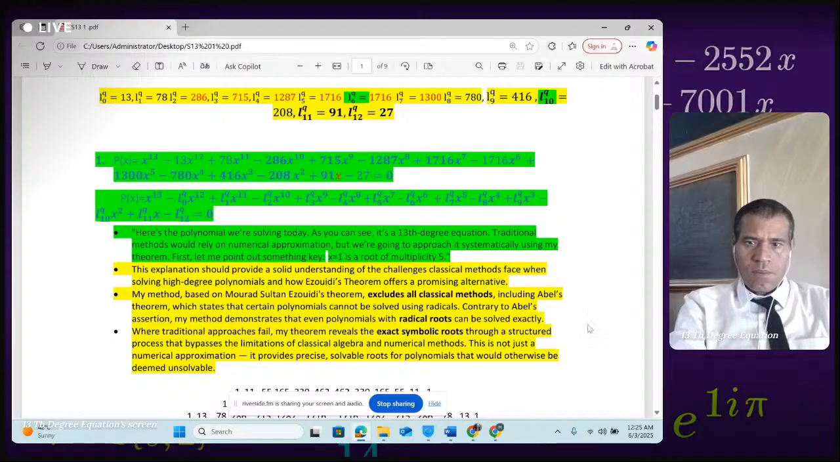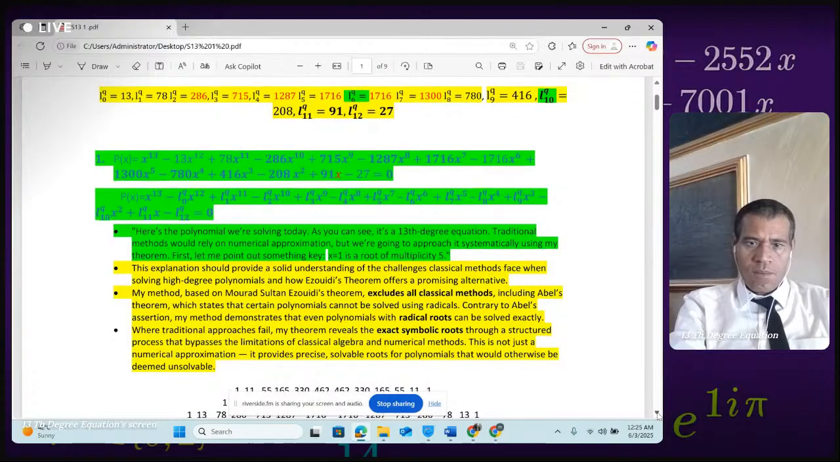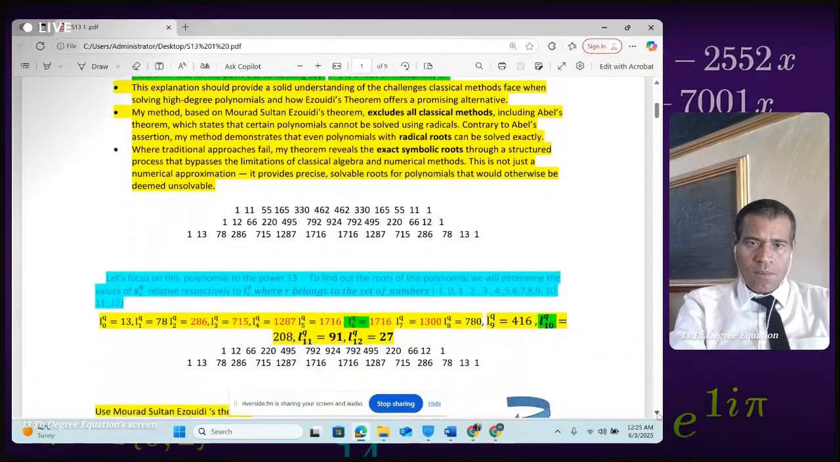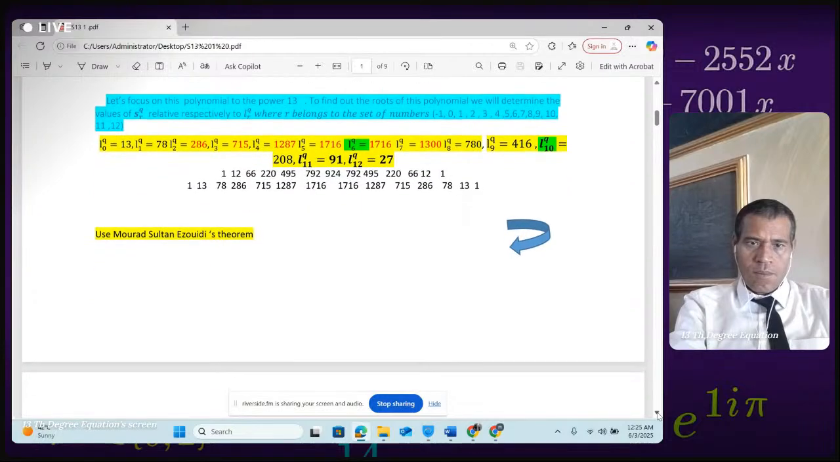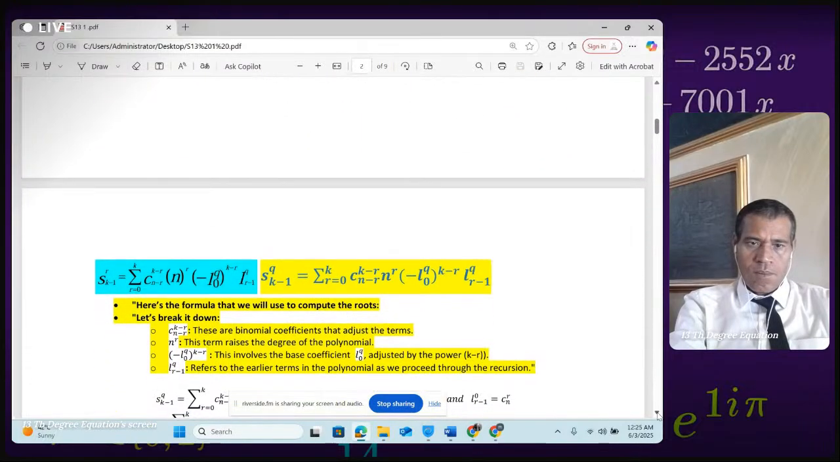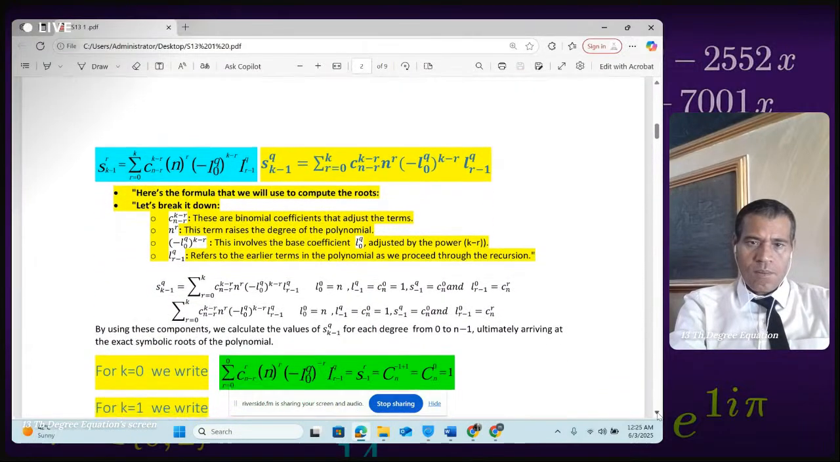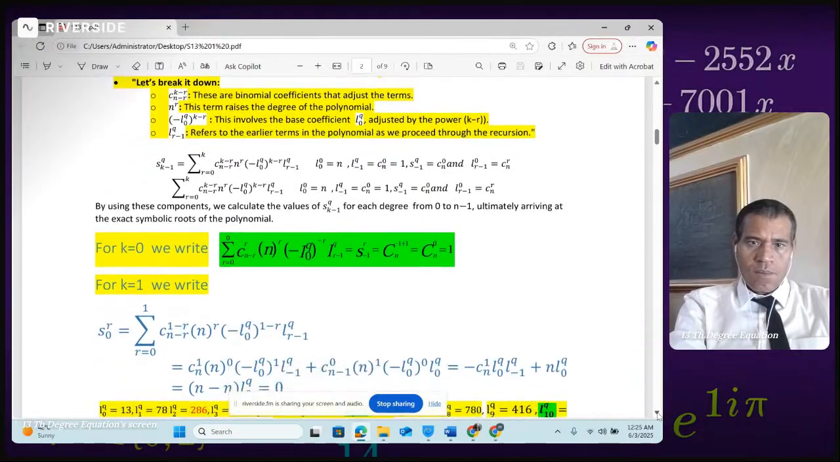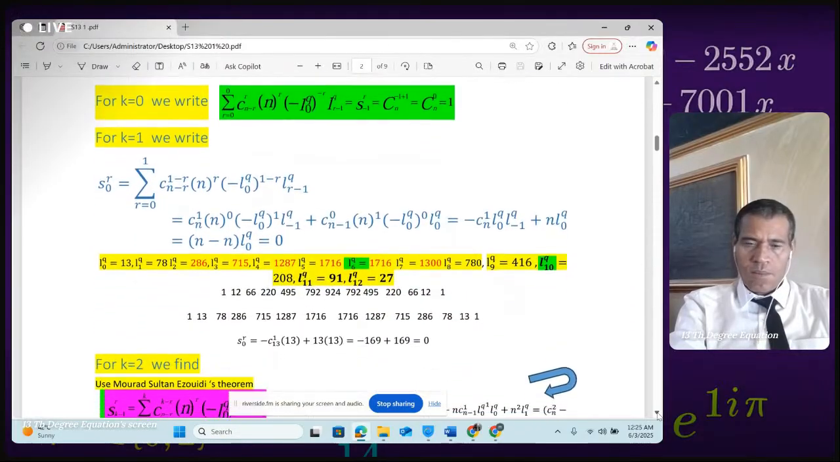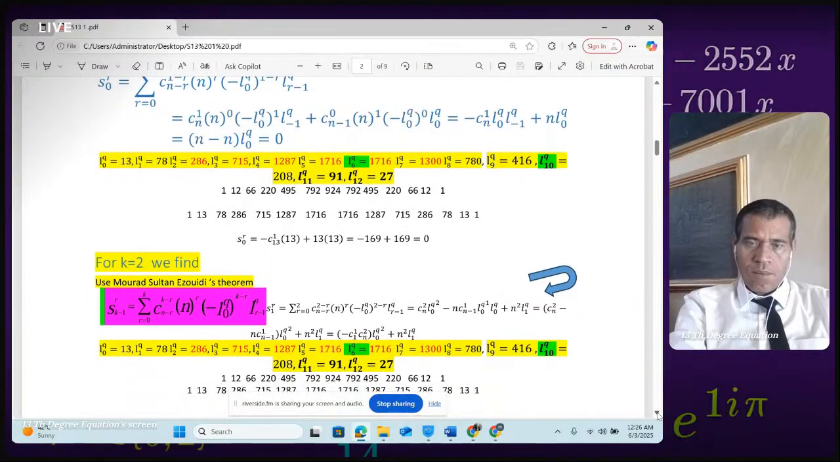And the core idea, the really big claim, is that this theorem can actually find those exact symbolic solutions. Yeah, a way around those classical limitations. It's quite a statement. And the source applies it to this specific 13th degree polynomial. Just looking at the coefficients shown, 13, 78, all the way down to 27, you can see it's not a simple case. Not at all.